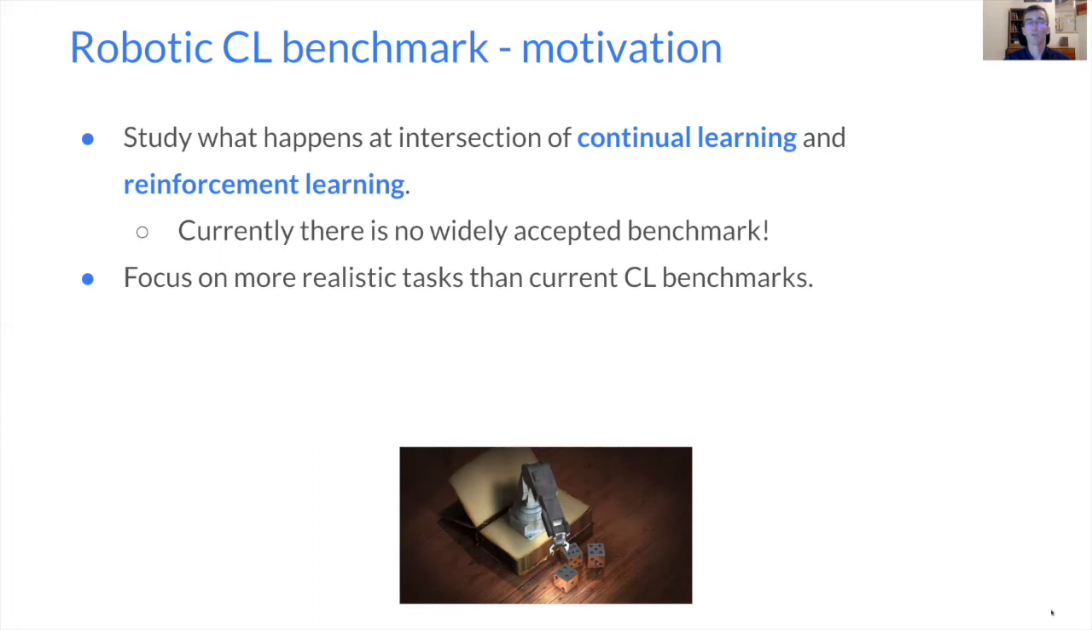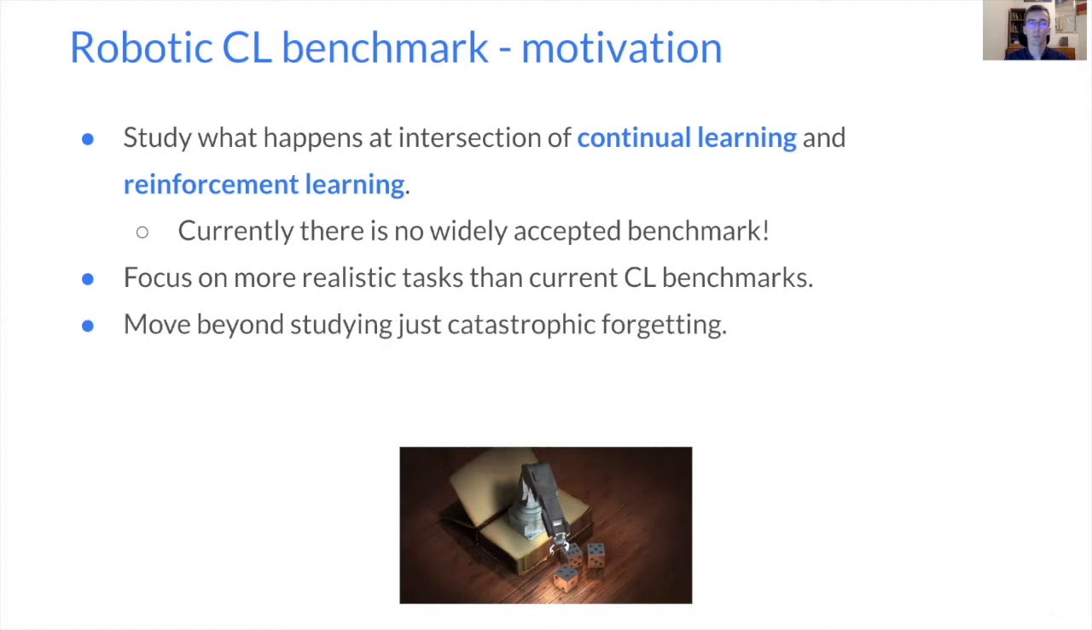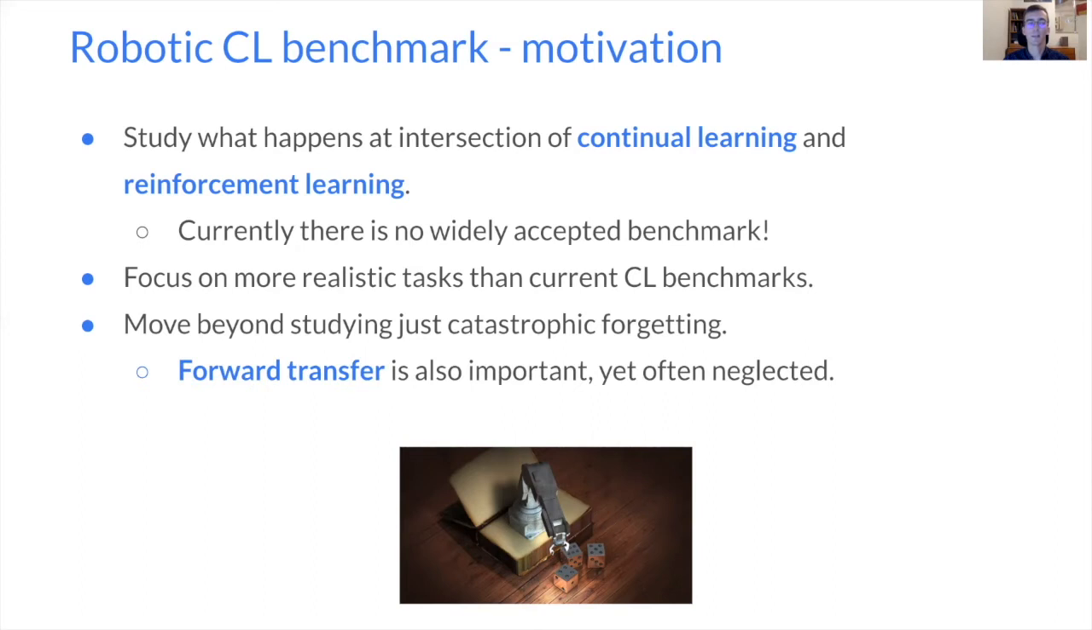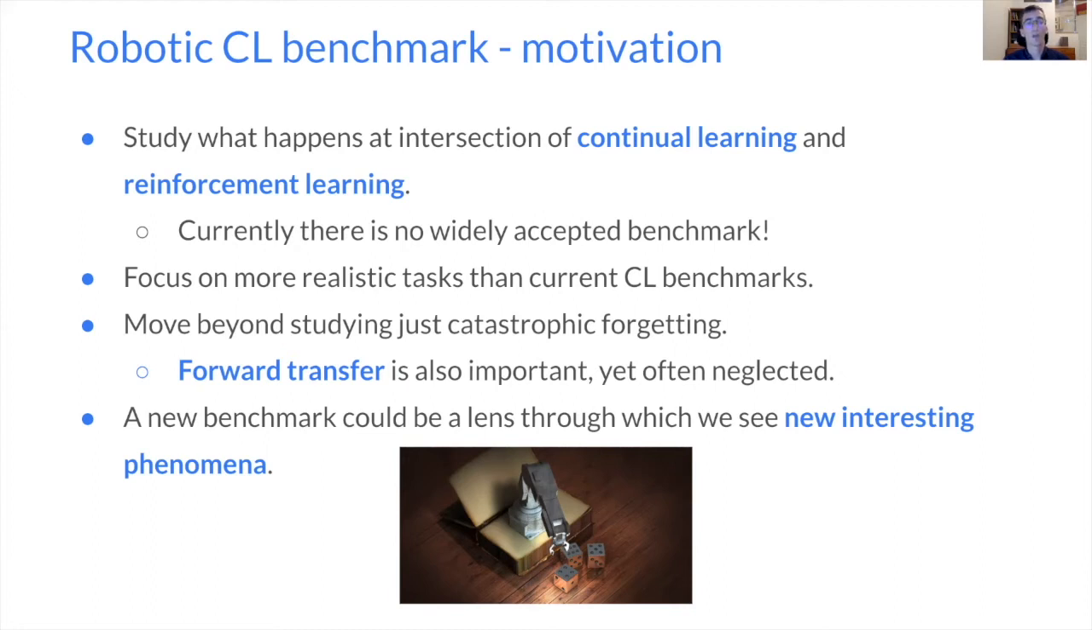We also wanted to focus on more realistic tasks than current CL benchmarks. Another interesting point is that we wanted to move past studying just catastrophic forgetting, and we want to emphasize that forward transfer is also a very important metric, and we will elaborate on this point later on. Also, our big hope is that a new benchmark could be like a lens through which we can see new interesting phenomena.